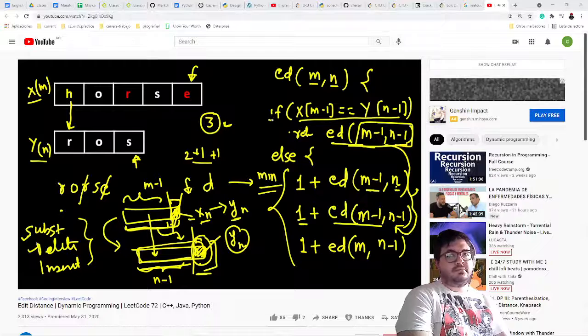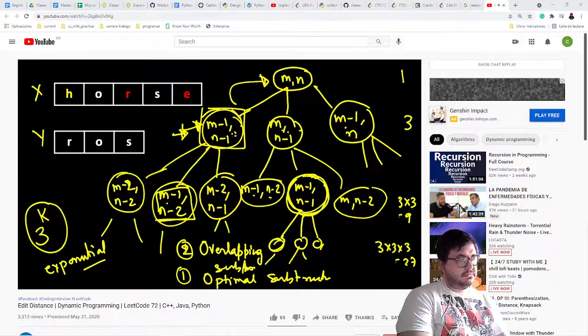These are the two possibilities, whether the last character is same or different, and these are the only three problems we need in order to solve this. So we will use dynamic programming here. So we will create one table. We will use tabulation, bottom-up approach. You can also use memoization, top-down.